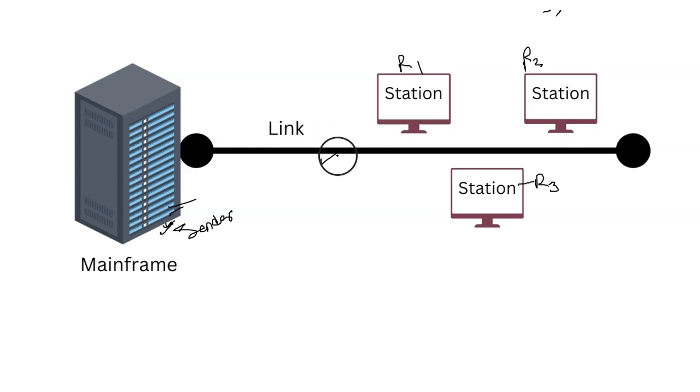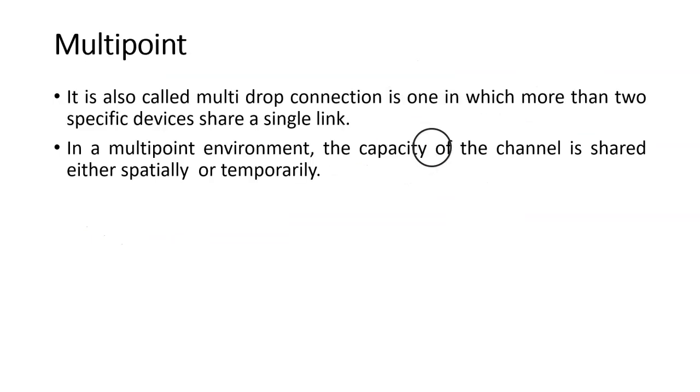In order to share all these four components, there is establishment of a link which is shared amongst all these components. So that is known as multi-point connection. It means all these receivers receive data through this single link. In a multi-point environment, the capacity of the channel is shared either spatially or temporally, that is either permanent or in a fixed manner or in a temporary manner.